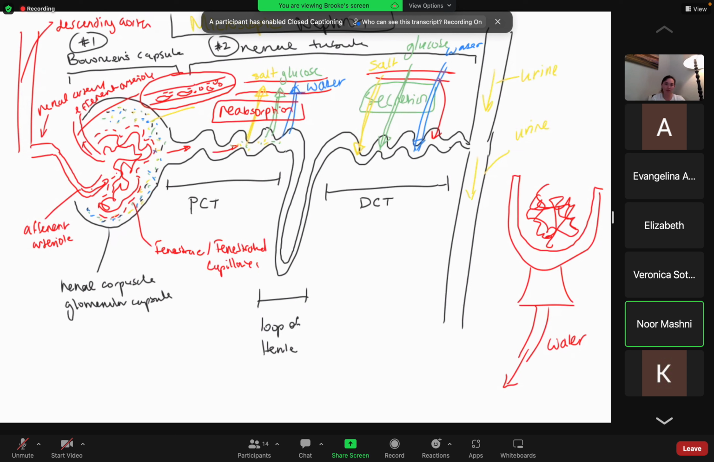Right. That makes sense? Okay, this is probably off topic, but for someone that holds their pee, is that enlarging the Bowman's capsule?